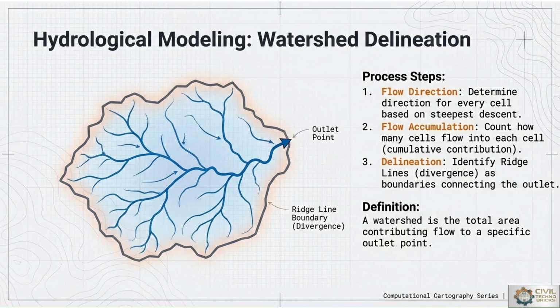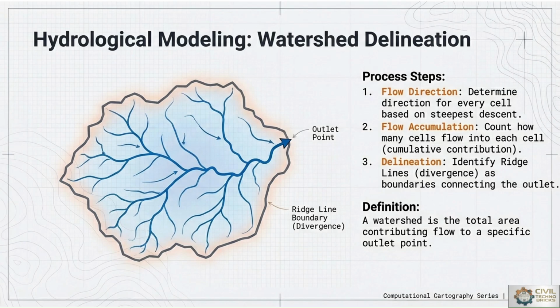So the process steps for hydrologic modeling are: first flow direction, then flow accumulation and delineation. Flow direction determines the direction for every cell based on steepest descent. Flow accumulation counts how many cells flow into each cell, that is the cumulative contribution. Delineation identifies ridge lines, that is divergence, as boundaries connecting the outlet. So areas with high flow accumulation represent streams and rivers, while areas with low accumulation show the ridges.